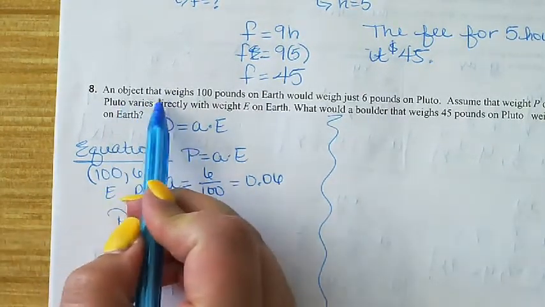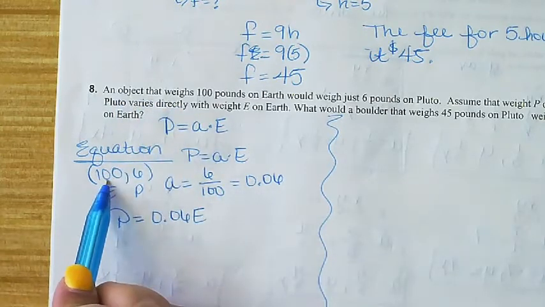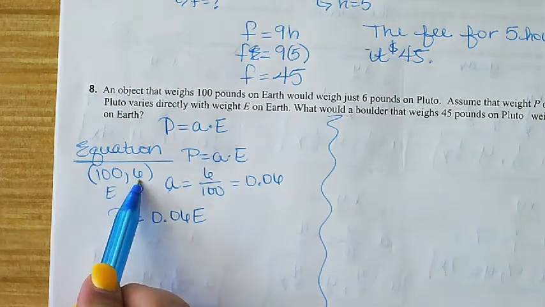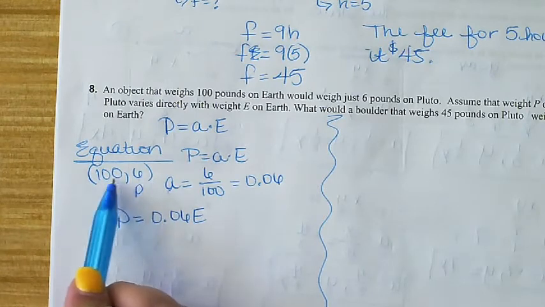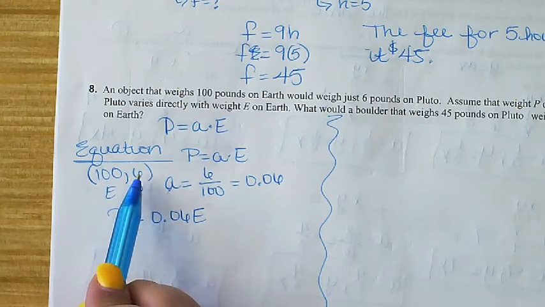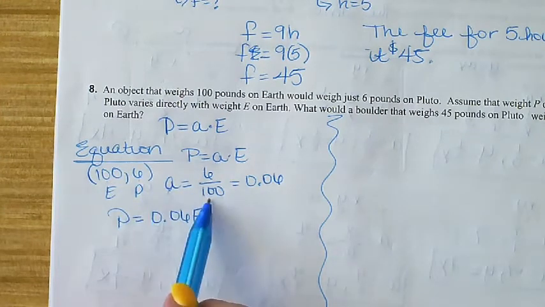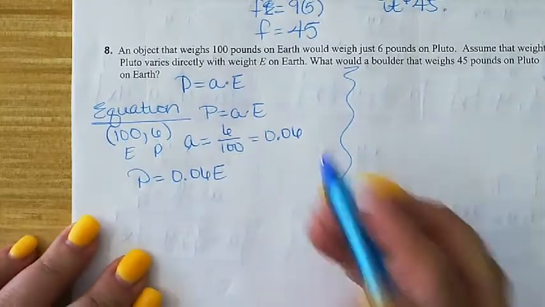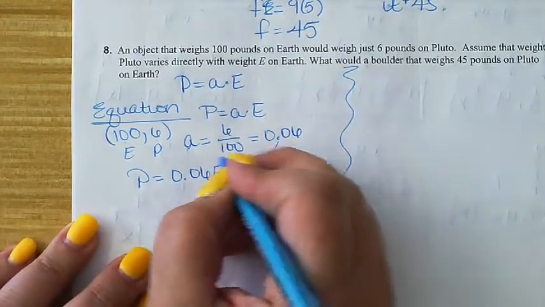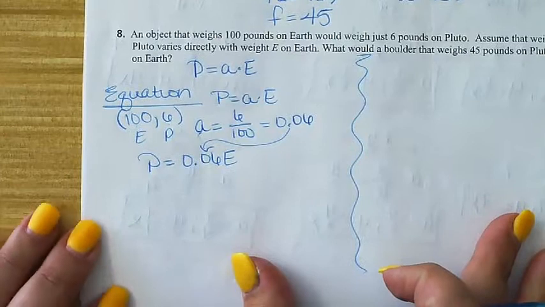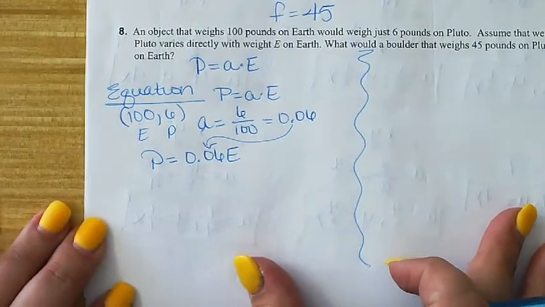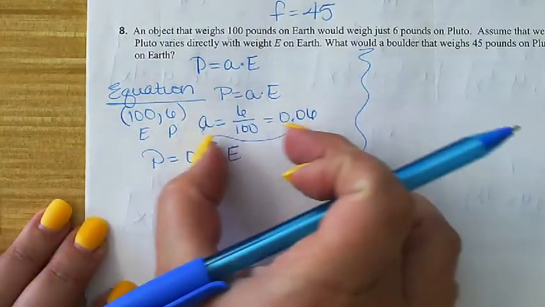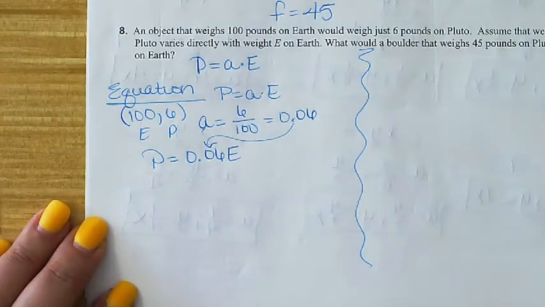So I used this data point, the fact that 100 pounds on Earth weigh only 6 pounds on Pluto. They gave me two corresponding points of data. I can use that essentially as an ordered pair, put this over that, 6 over 100, and find my constant of variation. This is exactly what we're doing on the other side of the page, and then use that constant of variation to write my equation. Okay, so we use that ordered pair, we find a, we plug in a, we have our equation ready to roll.